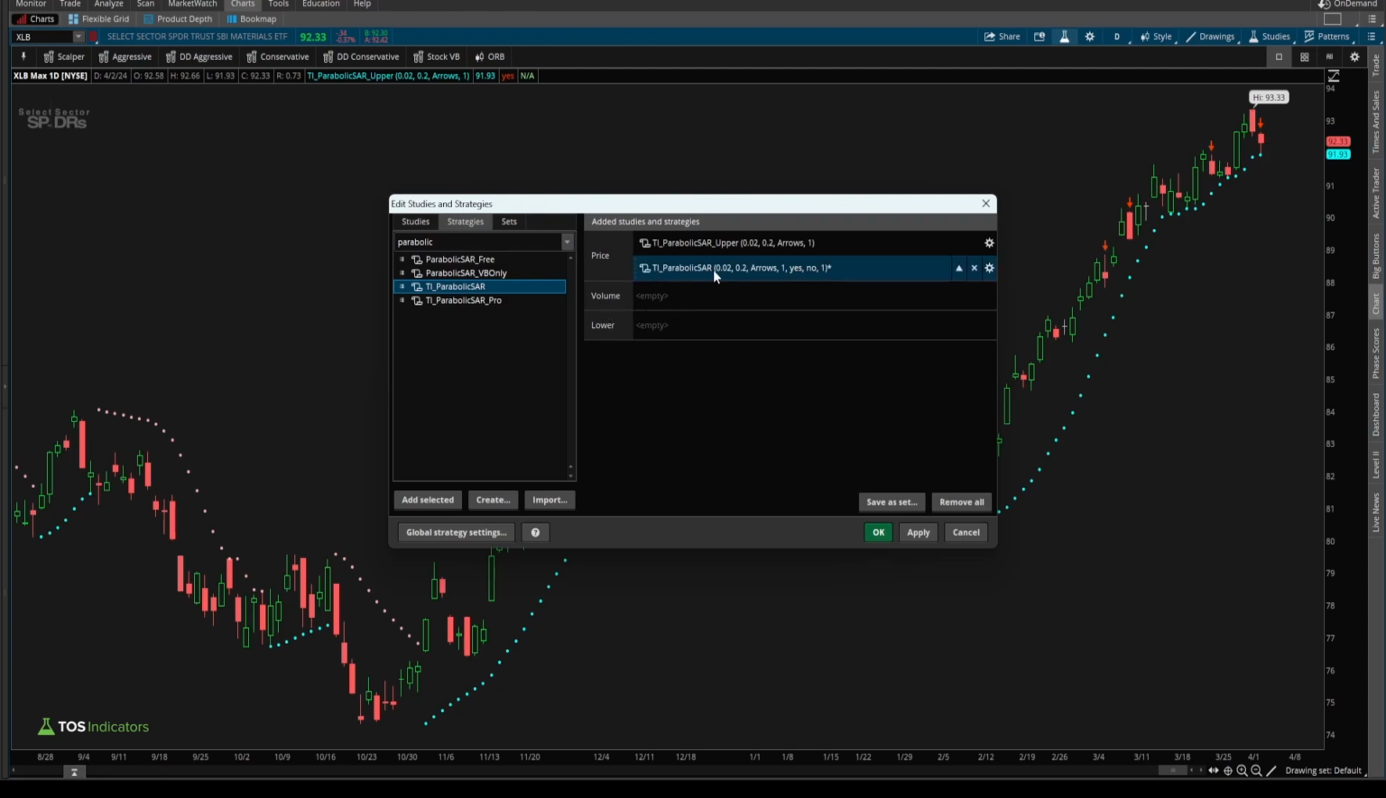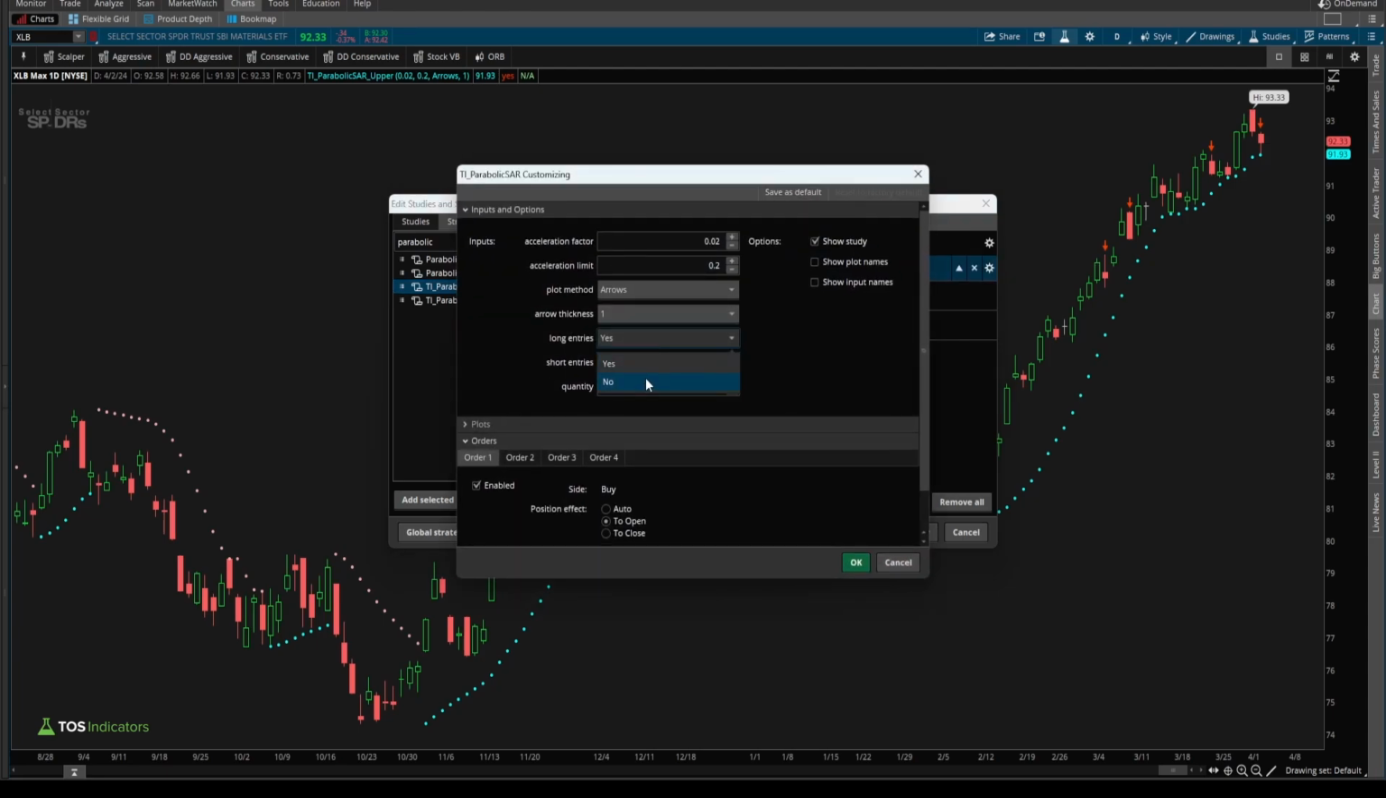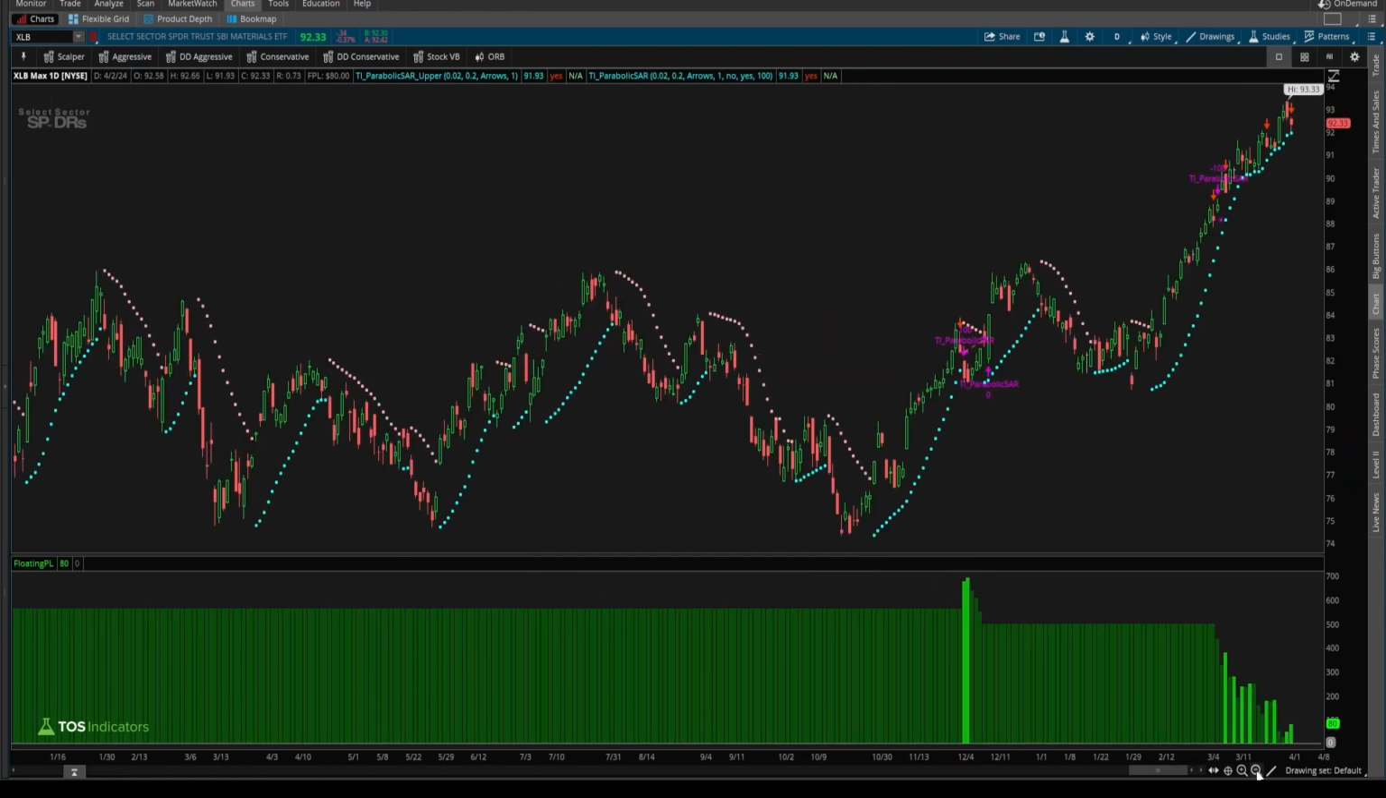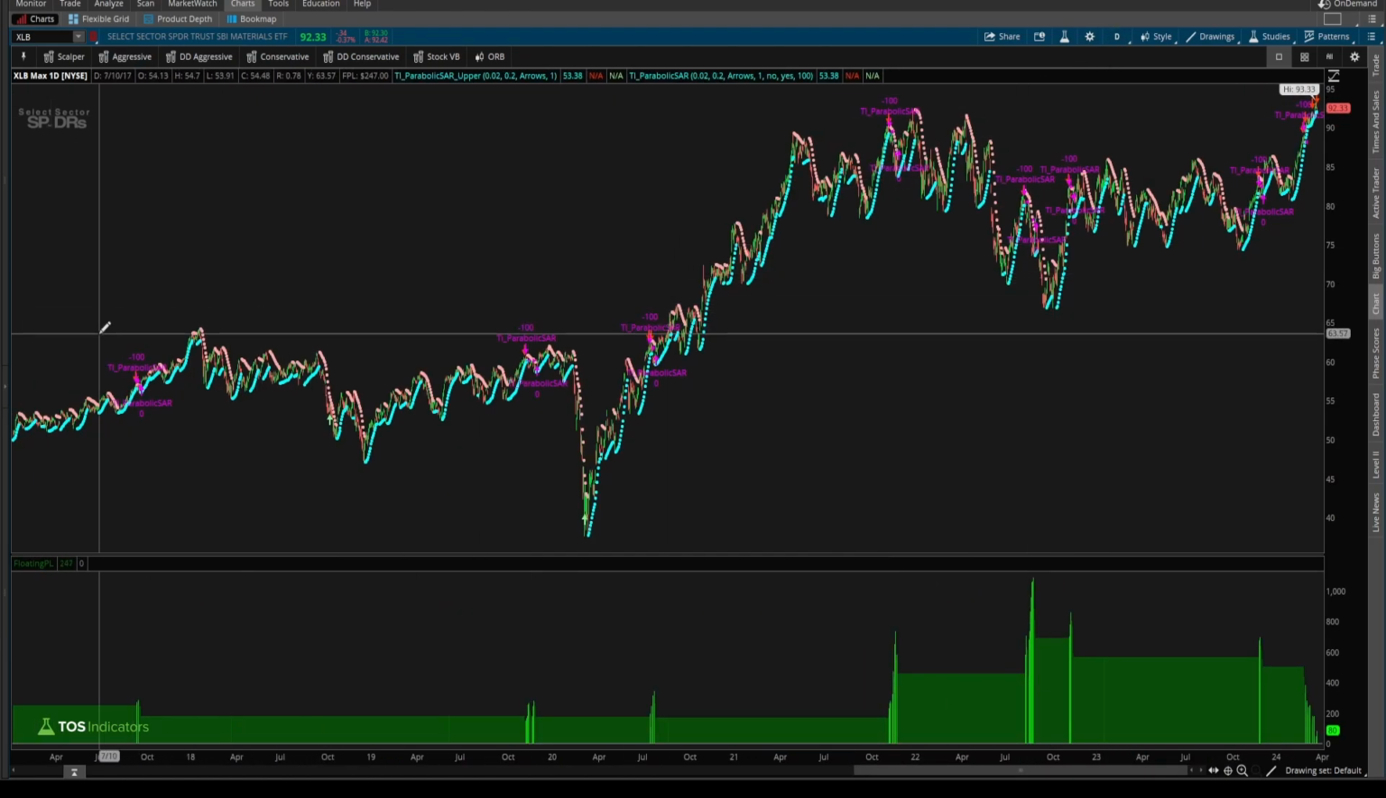I'll start with our free backtester first, and since we're looking at bearish trades, I'll turn on short entries, and let's change our quantity to 100. I'll click apply. Now, if I zoom out, we can see the total backtest, and this is going back max available data on the daily time frame, for whatever happened every single time we had the bearish signal in XLB.